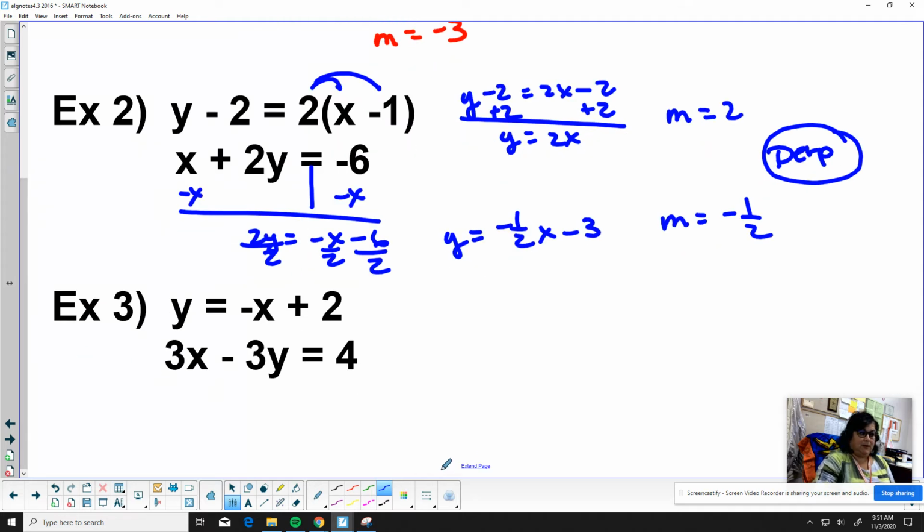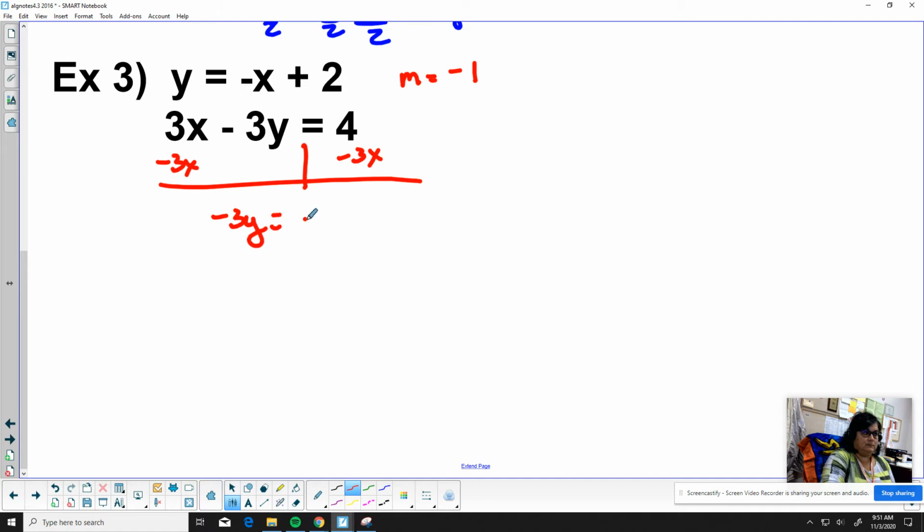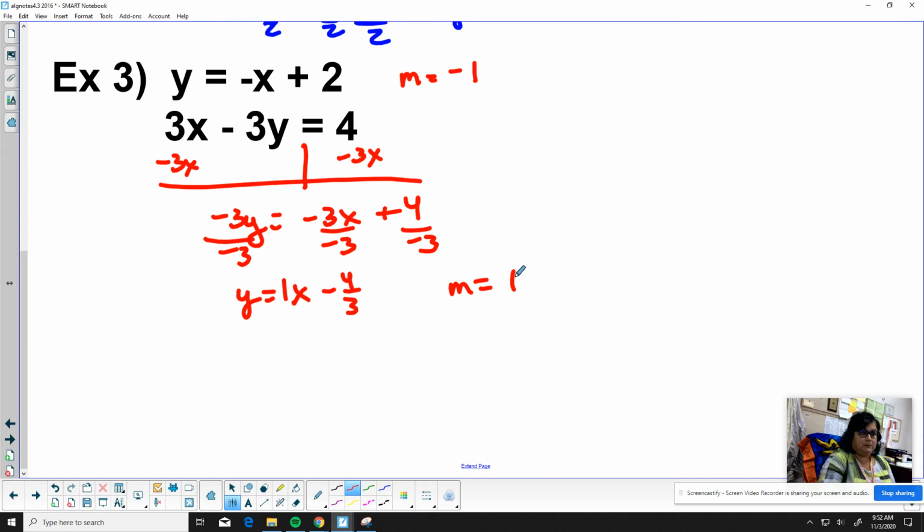Okay, and my guess is this one's parallel, but let's check it out. So my slope on the top one is negative 1. I can tell that because there's a negative 1 right there in front of x. This one needs to be solved for y, so I'm going to subtract 3x. And then I'm going to divide by negative 3. So that's y equals x, or 1x minus 4/3. So my slope here is positive 1. Well, they're opposite signs, but if I flip 1, it's 1/1, and if I flip it here, it's 1/1. So these are also perpendicular.